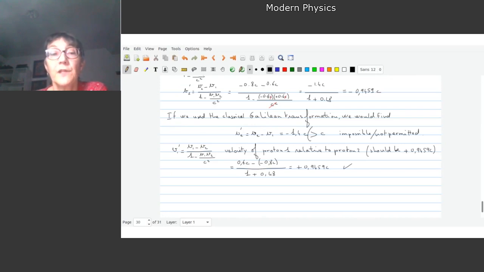So classically, it would be minus 1.4 c. But if you use the Lorentz transformation, the relativistic transformation on velocities, you will find it. And if you calculate the velocity of proton 1 relative to proton 2, you can already say it is plus 0.9459, or you can calculate it and, of course, you will find the same thing.